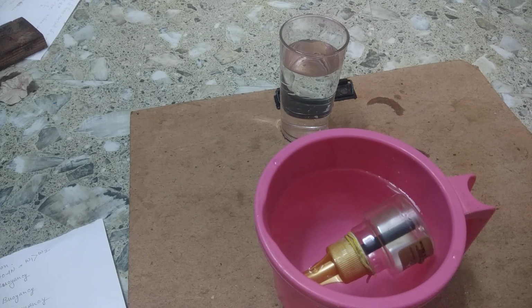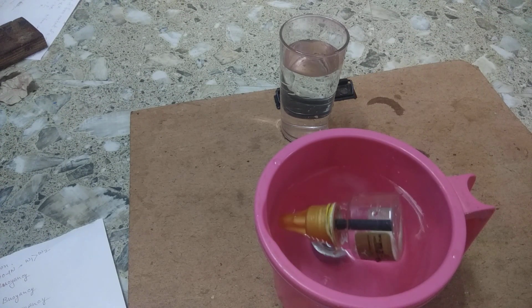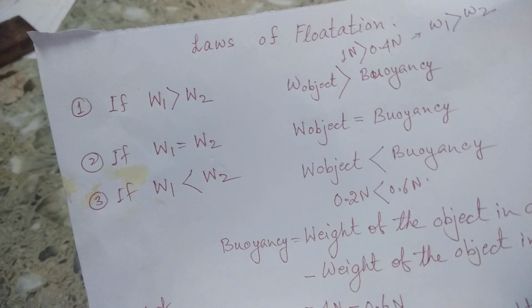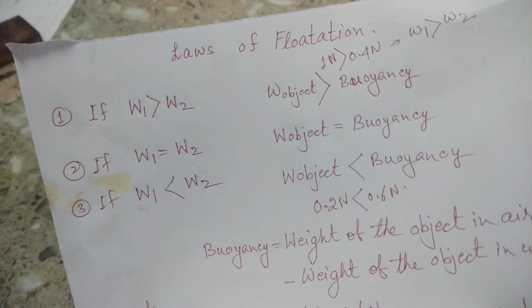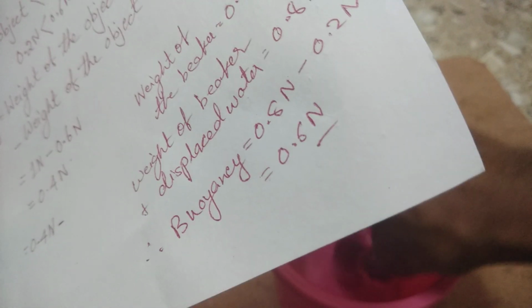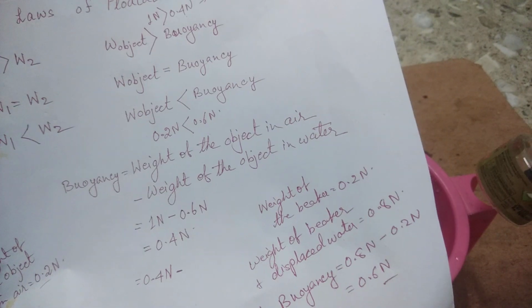And in this case, this object is sinking in the water. This is the first case, that if the weight of the object is greater than the force of buoyancy, for example 1 Newton is greater than 0.4 Newton, therefore the object will sink. Here you see, the object is sinking in this case. And in the third case, the weight of the object is less than the force of buoyancy, then it will float. Here you see, it is floating.